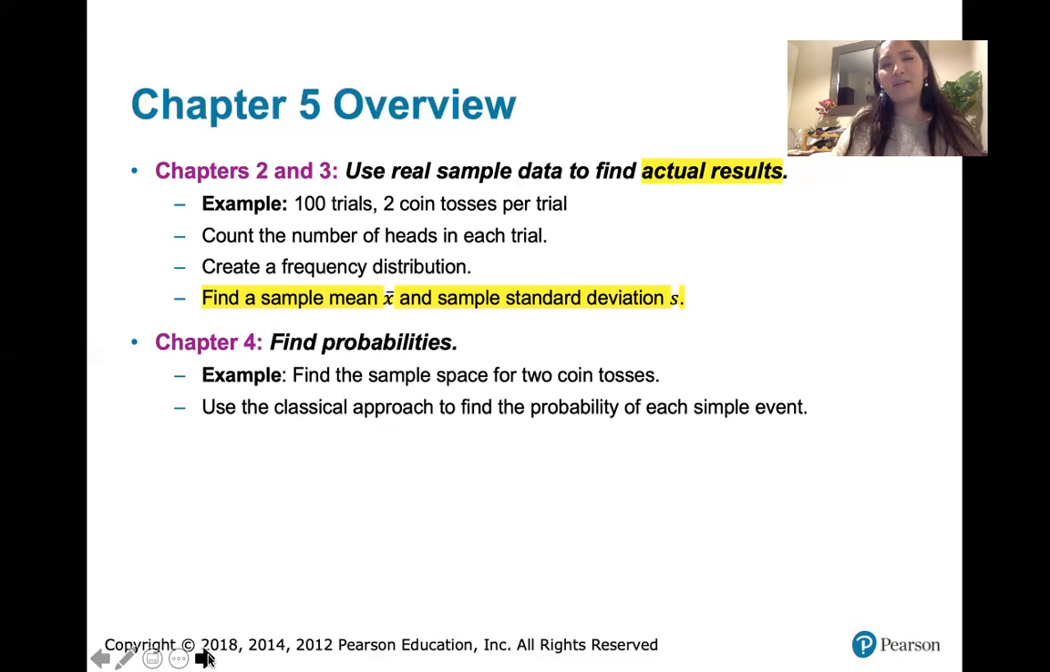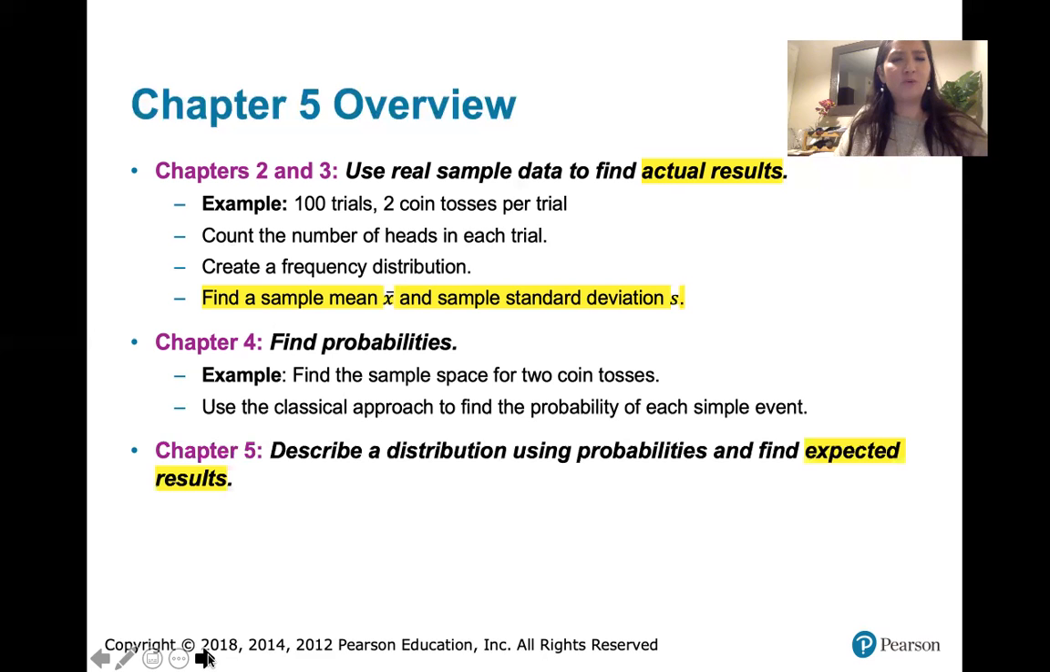So in Chapter 5, what we're going to do is put what we did in Chapter 2 and 3 together with what we did in Chapter 4 to create a distribution using probabilities this time. And with this distribution, we're going to find expected results, not actual results.